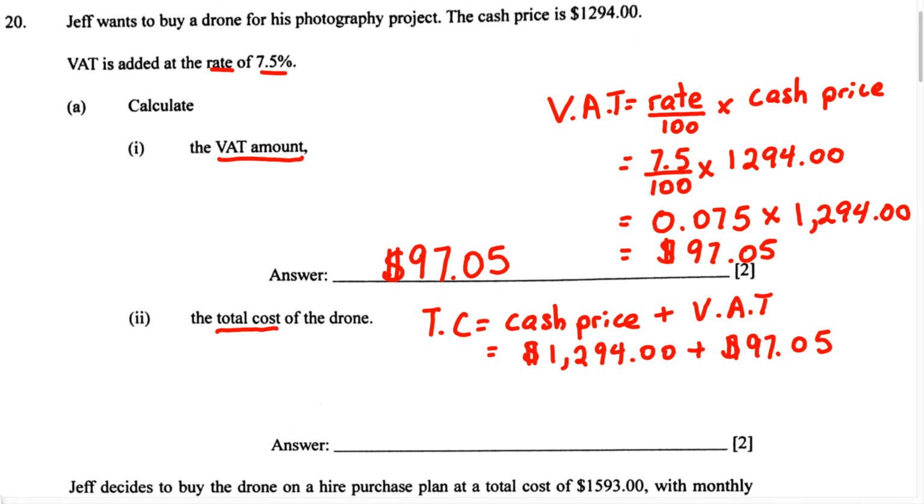Now we're just going to type this in our calculator. We're going to say $1,294.00 plus $97.05 equals. That should give us $1,391.05. So this is our answer. I'm just going to write $1,391.05.